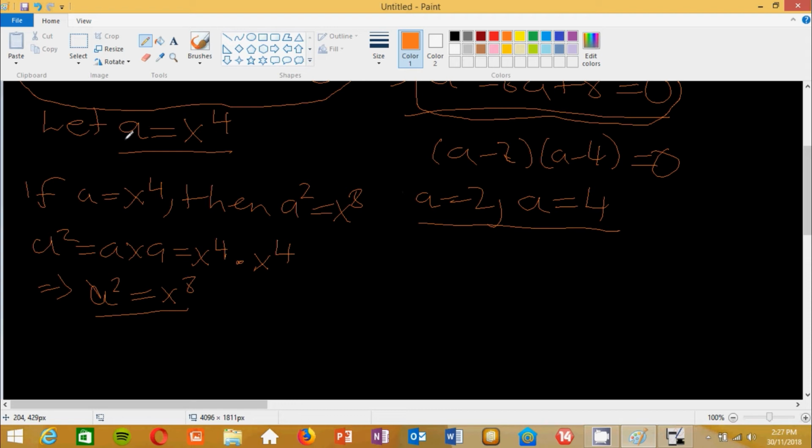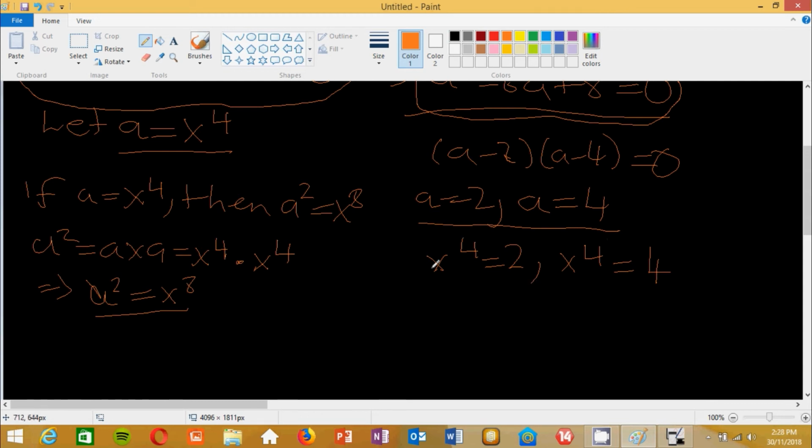But because here we said let a equal x to the power 4, if a is 2, then what that means is that x to the power 4 is equal to 2, and x to the power 4 is equal to 4. Alright? Because here you said let a equal x to the power 4. So if a is equal to x to the power 4 and a is 2, then 2 is equal to x to the power 4. So x to the power 4 is equal to 2. And x to the power 4 is equal to 4 because a is equal to 4.